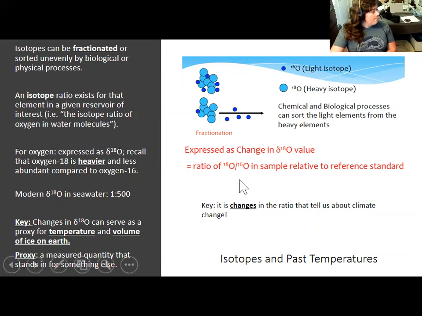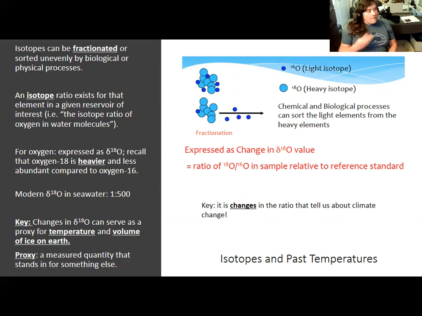This symbol here is how the oxygen ratio is expressed, and that is the ratio of 18O, which is heavier and less abundant, to 16O, which is lighter and much more abundant. And this is going to be the ratio for a given system, like a lake, or the average for ocean seawater, or the atmosphere.